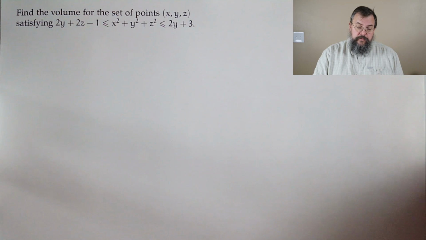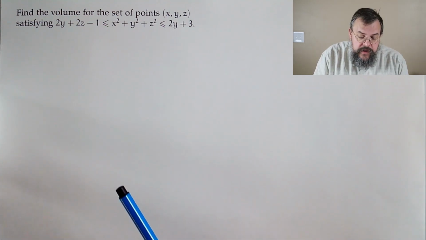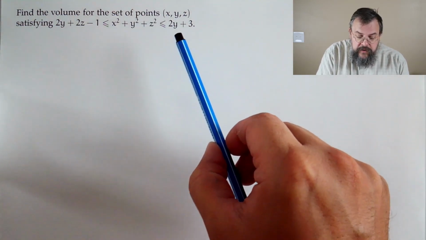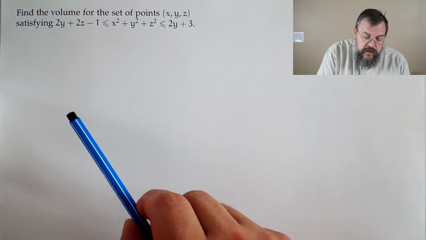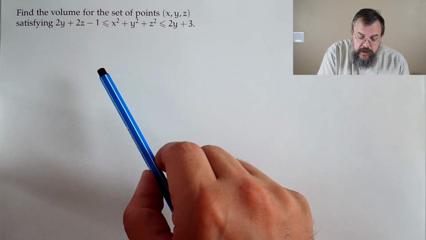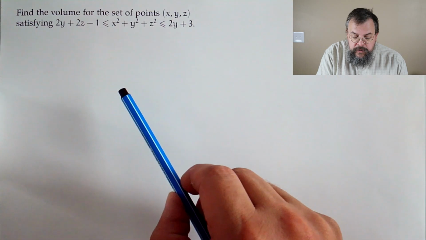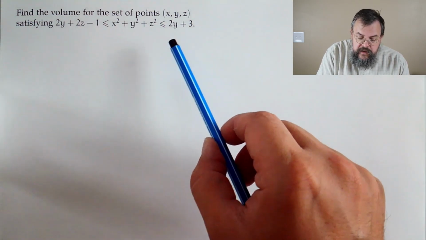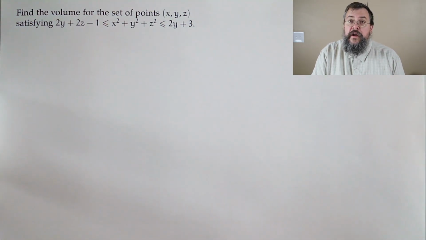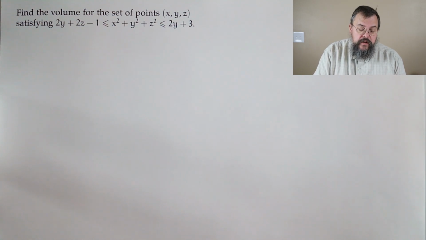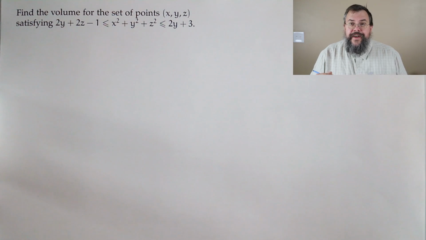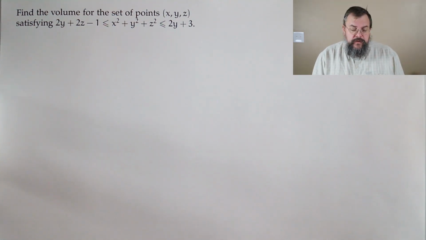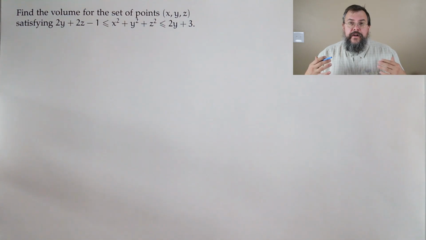Our first problem. Find the volume for the set of points x, y, z satisfying 2y plus 2z minus 1 is less than or equal to x squared plus y squared plus z squared is less than or equal to 2y plus 3. Now, our first reaction is, what? Because it's not so clear what's going on. It seems a little bit different than what we may have seen before. So we've got to start figuring out how to understand this and how to pull this apart.